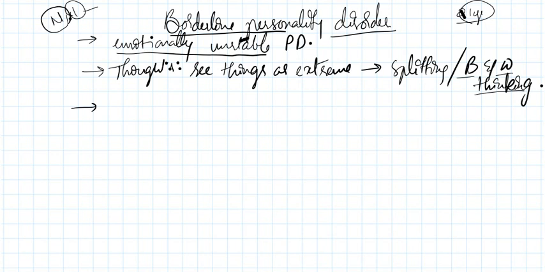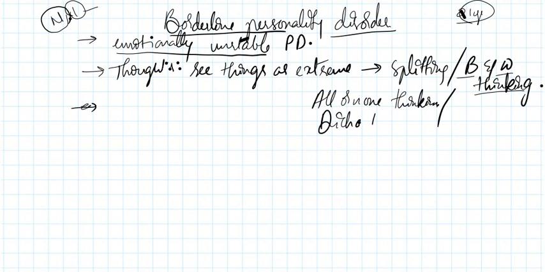Okay, so they just make it like black and white thinking or splitting, or sometimes they also exhibit all or none thinking, right? And one more thing called dichotomous thinking, right? Dichotomous thinking.